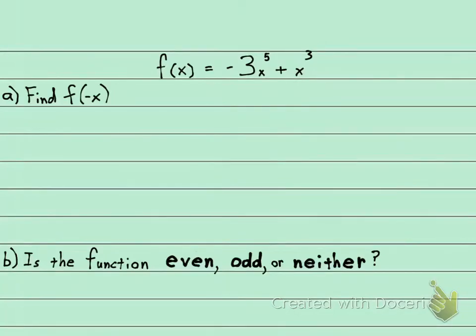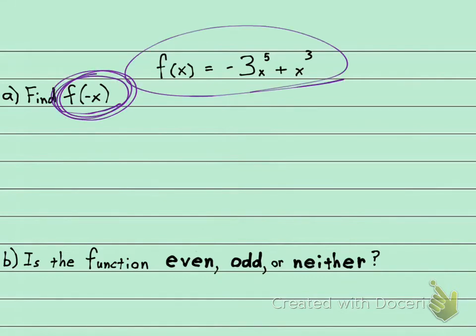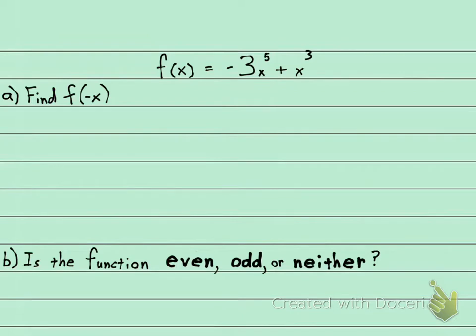All right, they want us to find the f of negative x using this function here. F of x equals negative 3x to the fifth plus x to the third. So what we're going to do is rewrite the function, but plug in a negative x everywhere we see an x. Let's go ahead and do it.